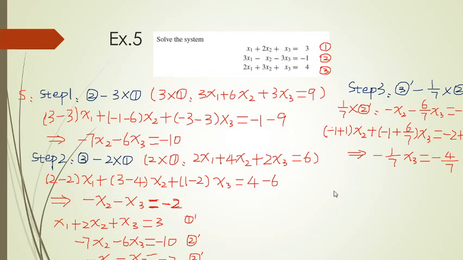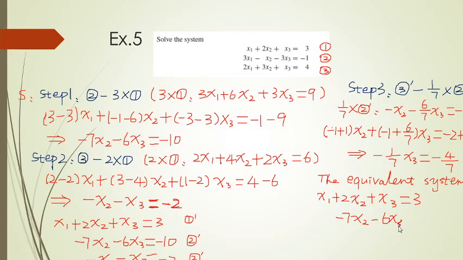So let me write the new equivalent system first. The first equation is the same: x1 plus 2x2 plus x3 equals 3. And then the second equation is minus x2 minus 6x3 equals minus 10. And then the third equation becomes minus 1/7 x3 equals minus 4/7. We keep those equations, okay?